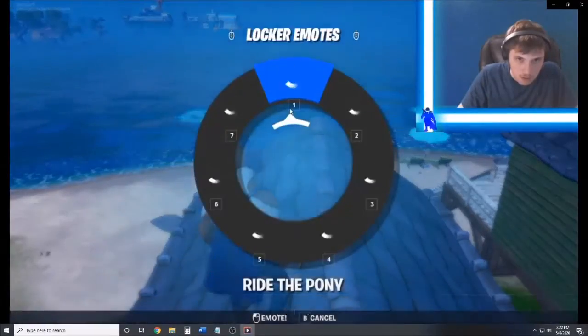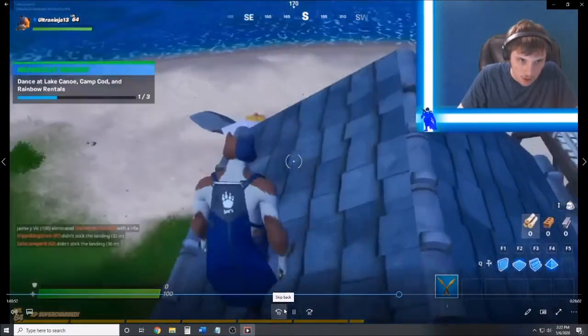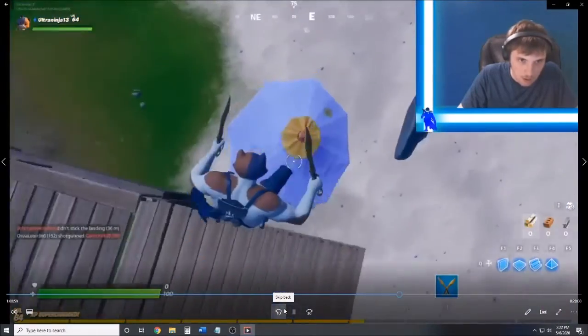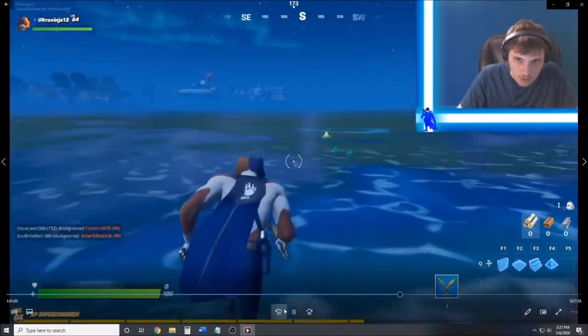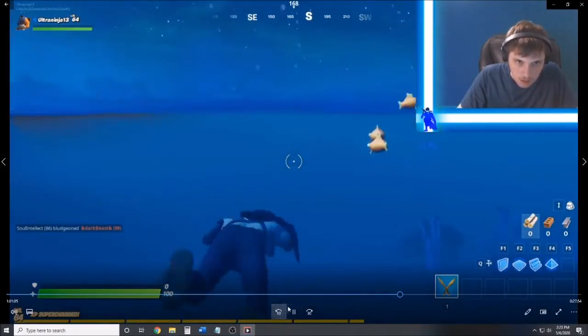I thought what it was. I had a challenge to dance at that place. That's how I found the secret thing. I don't know if anyone else has found this before. But also, I had this glitch.